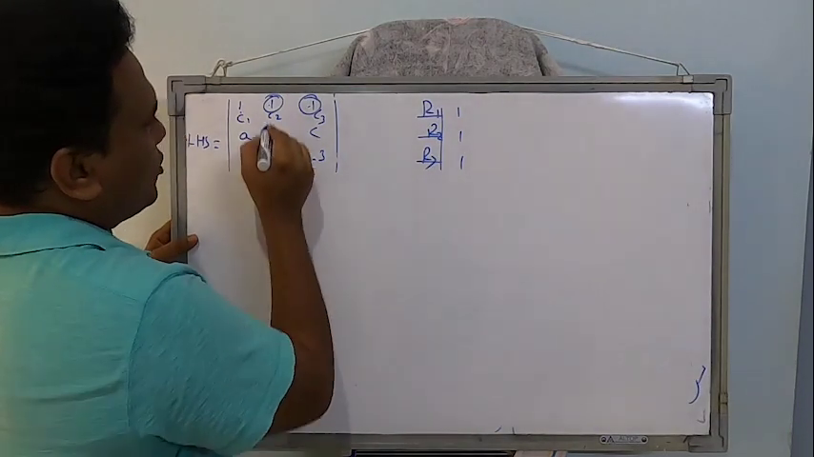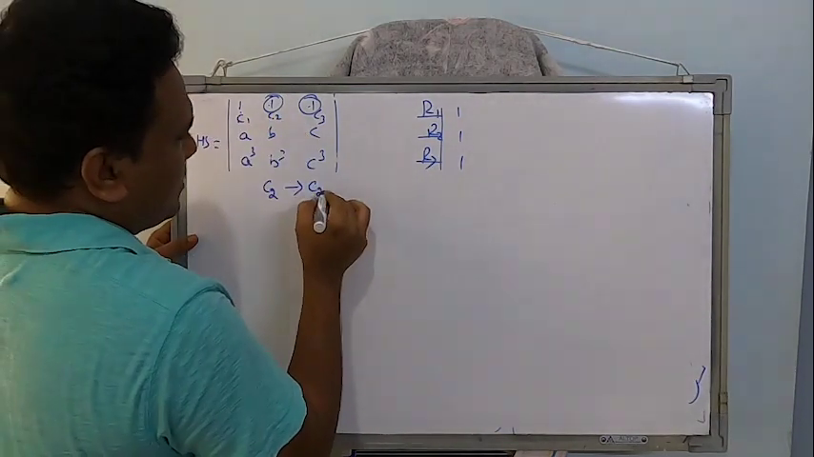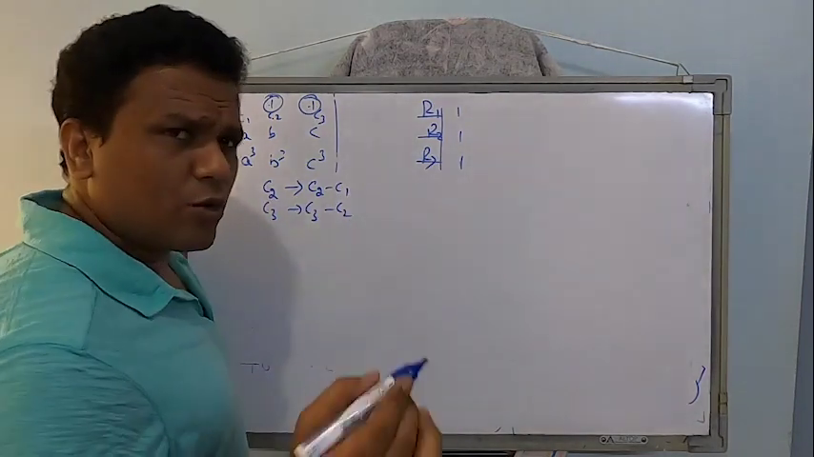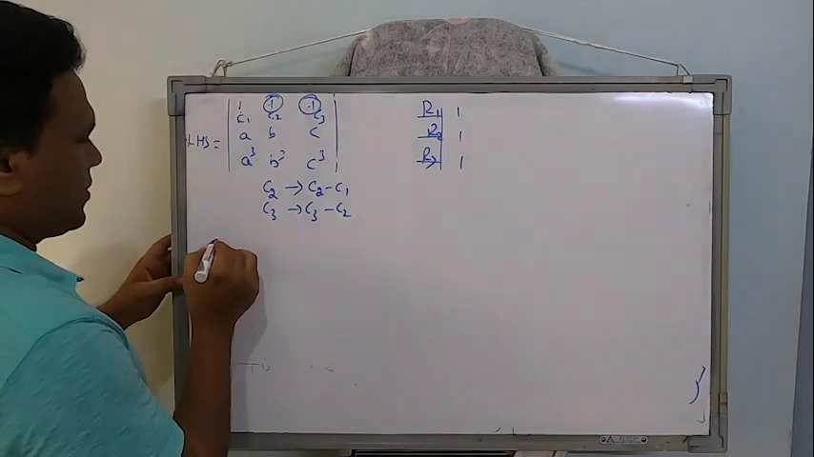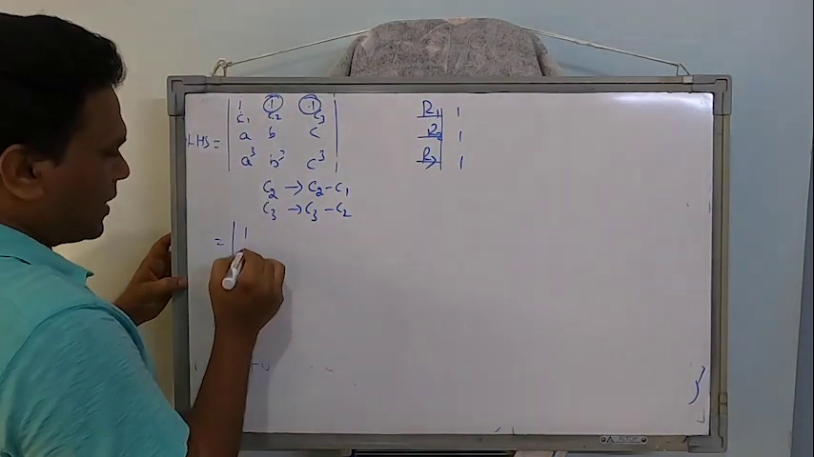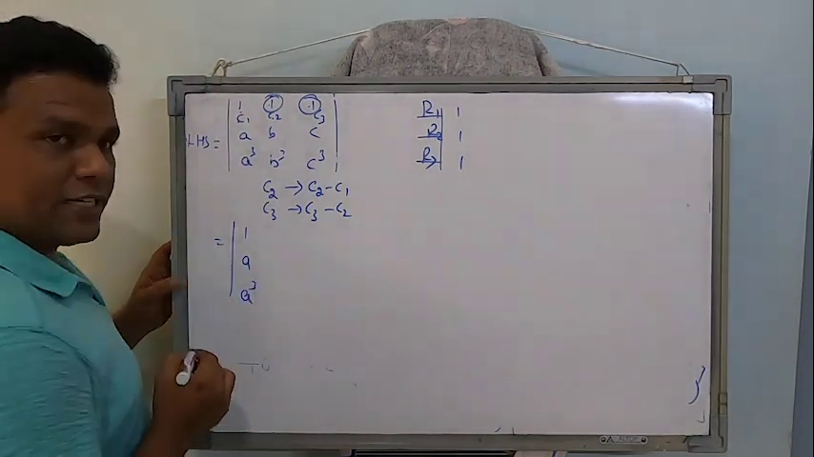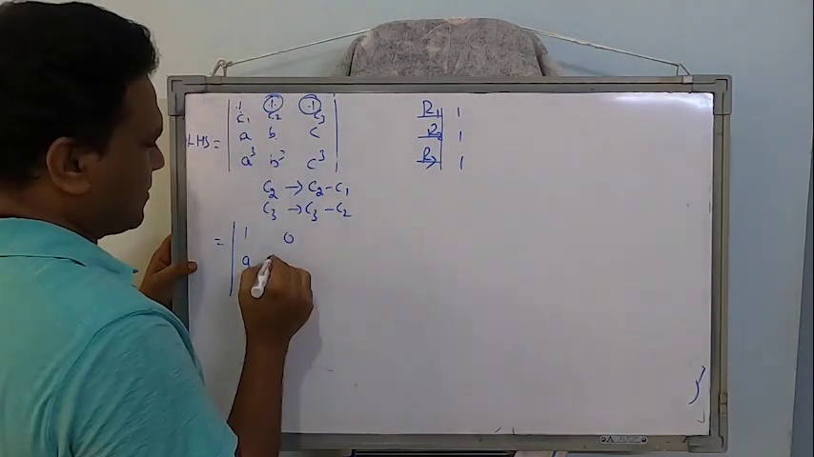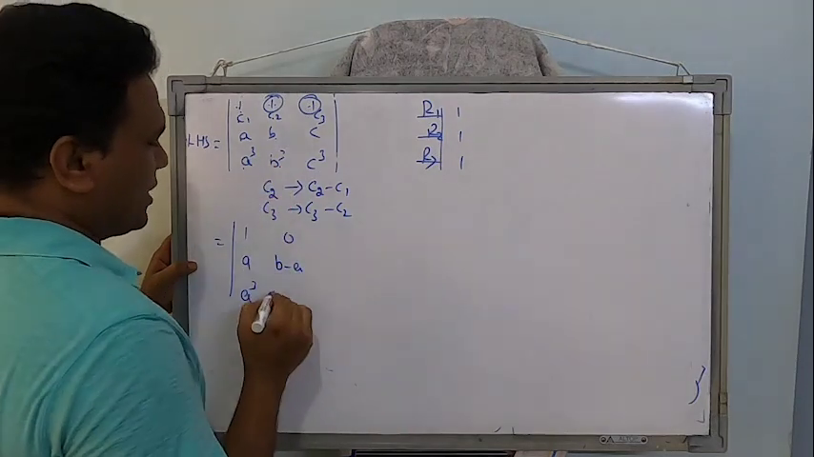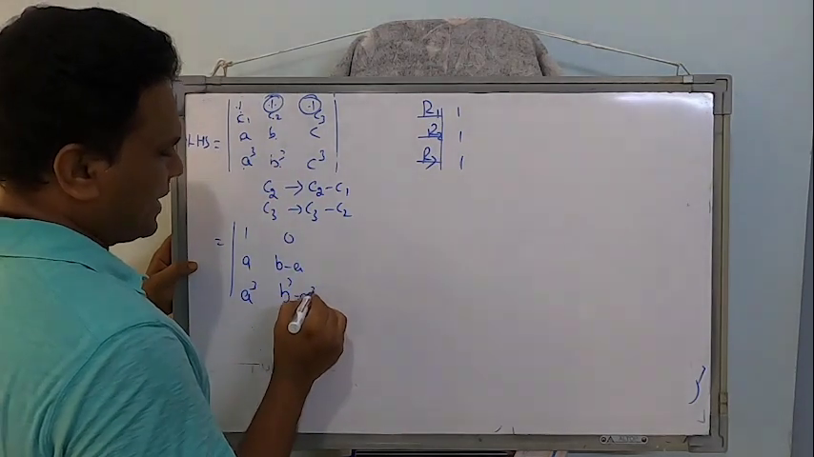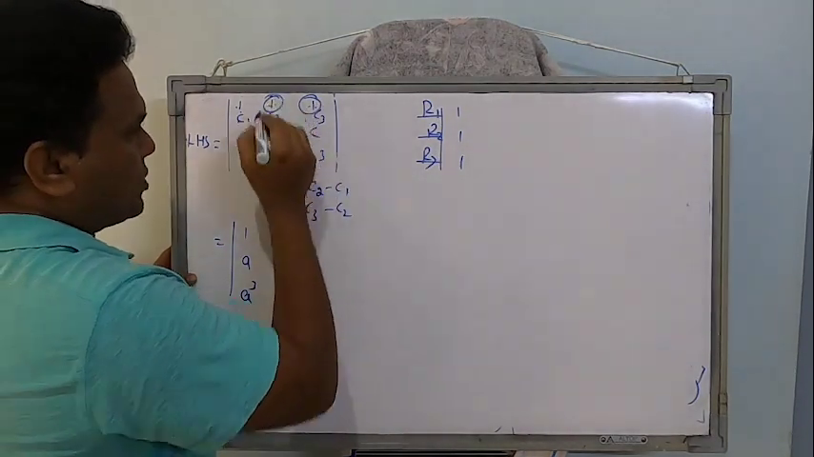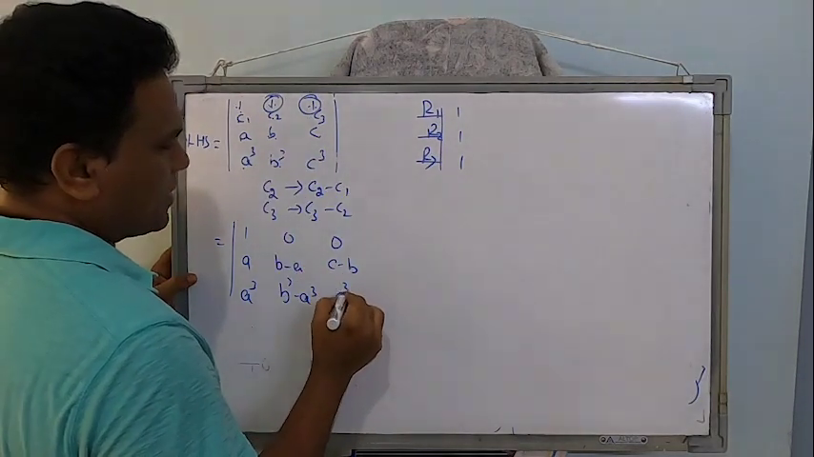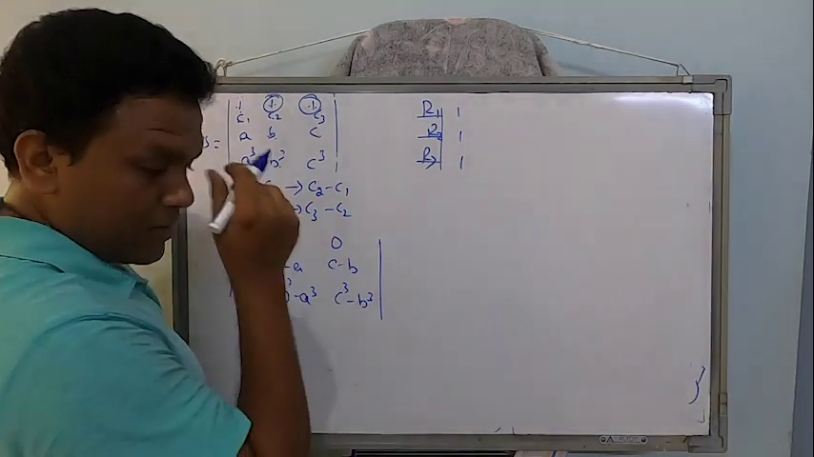So the operation for C2 is C2 minus C1, and the operation for C3 is C3 minus C2. You can go with C1 also. So let's continue. 1, A cube, no change as it is. 1 minus 1, 0. B minus A. And the next one, B cube minus A cube. The next 1 minus 1, 0. The next subtraction, C minus B. The next one, C cube minus B cube.